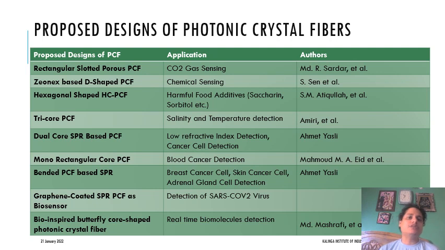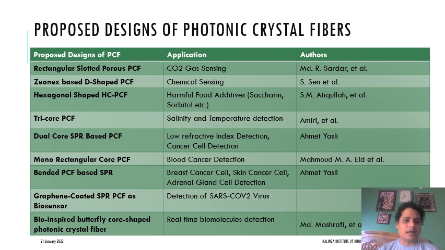Then a hexagonal shaped hollow core photonic crystal fiber has been taken, which is used for finding different harmful additives widely used in daily foods provided to people, like saccharins and sorbitols. Then tricore PCFs. In this particular type of photonic crystal fiber, there are three cores, and in these three cores the analyte is to be poured in. This tricore PCF is widely used for salinity and temperature detection.